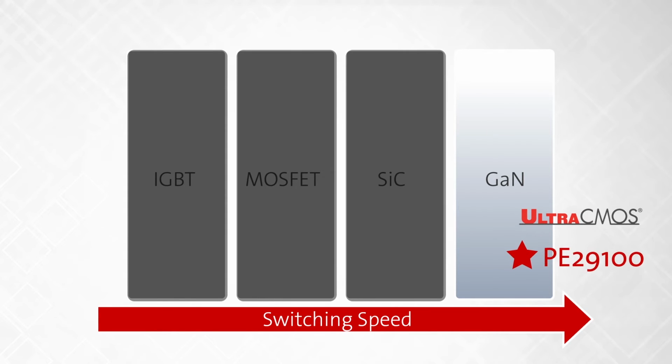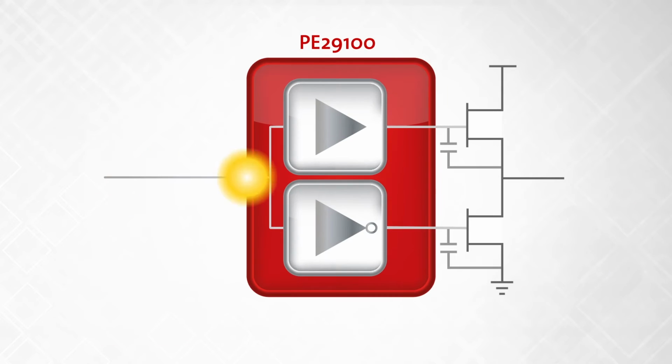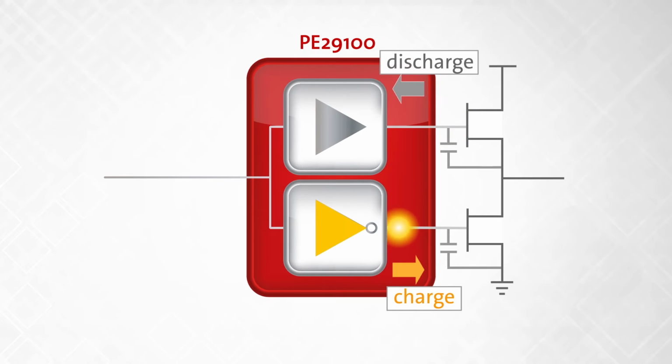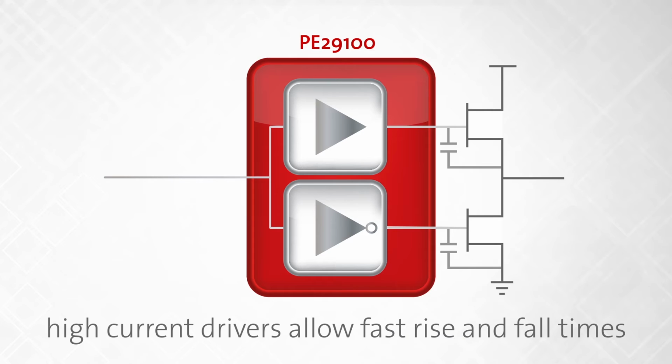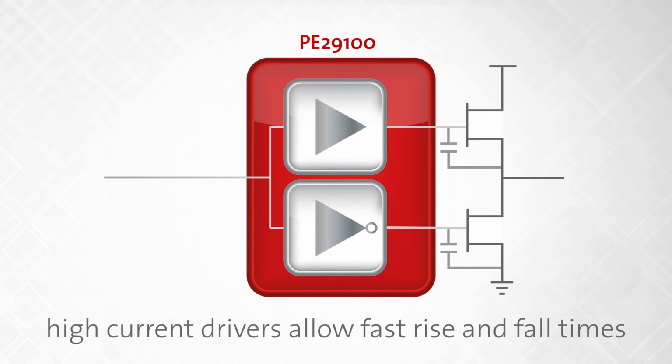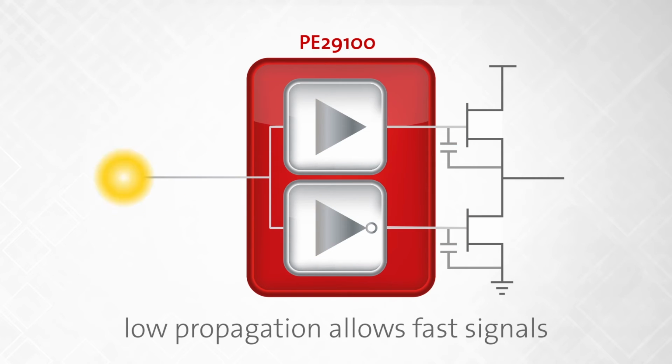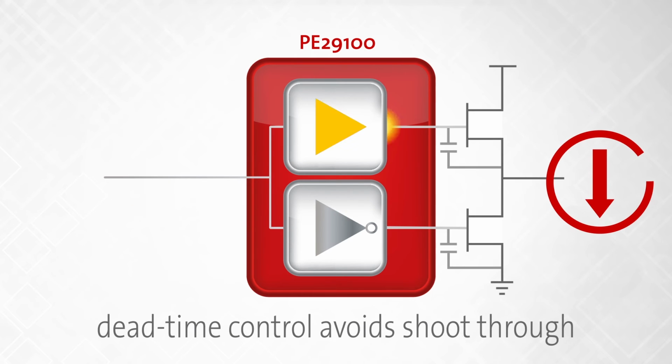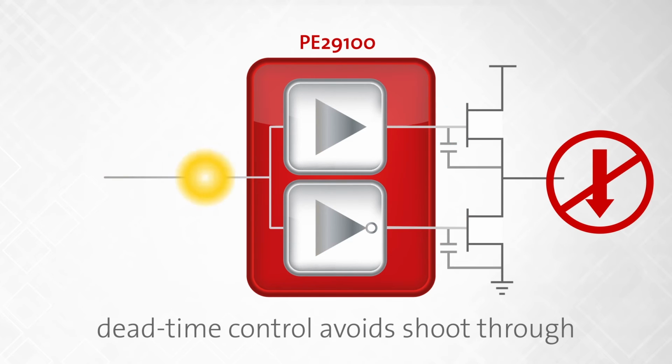UltraCMOS technology provides complementary supporting components at frequencies higher than any other CMOS-based technology, with incredible performance. A FET driver needs to charge and discharge gate capacitance as quickly as possible. High current drivers charge and discharge gate capacitance, enabling fast rise and fall times. FET drivers also need very low propagation delay to allow fast signals, and need to avoid shoot-through by not turning on high-side and low-side FETs at the same time.